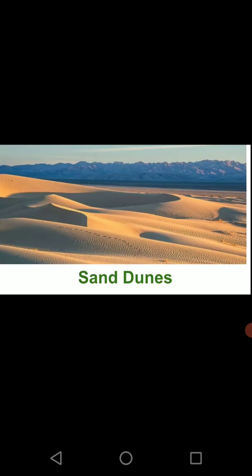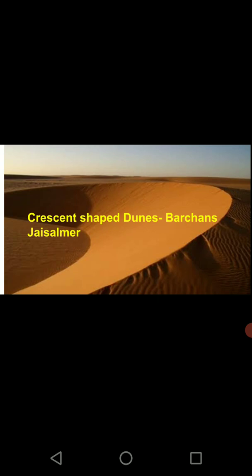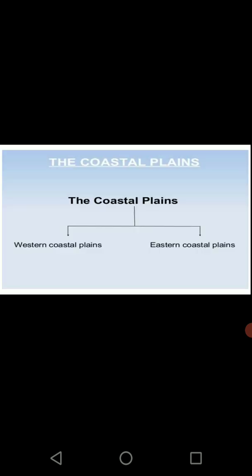These are the various types of features which we find in deserts. This type of feature is called sand dunes. We also have this kind of feature, they are called barkhans.